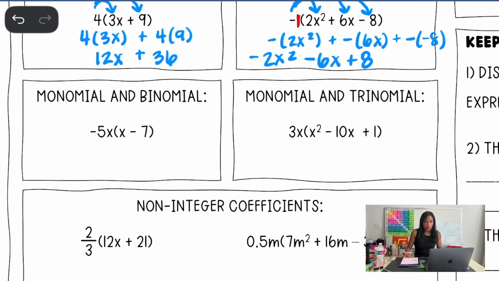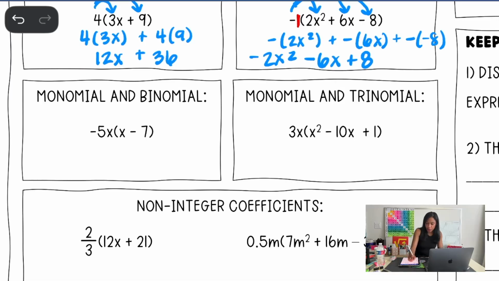This time we have a monomial and a binomial. So the two factors that we have, one factor has one term. So the monomial is going to be -5x. It's not a constant because it does have an x, it does have a variable there. So it's called a monomial, one term. Our binomial, again, has two terms that are not alike. And those are our two factors. One of our factors is -5x. The other factor is x minus 7.